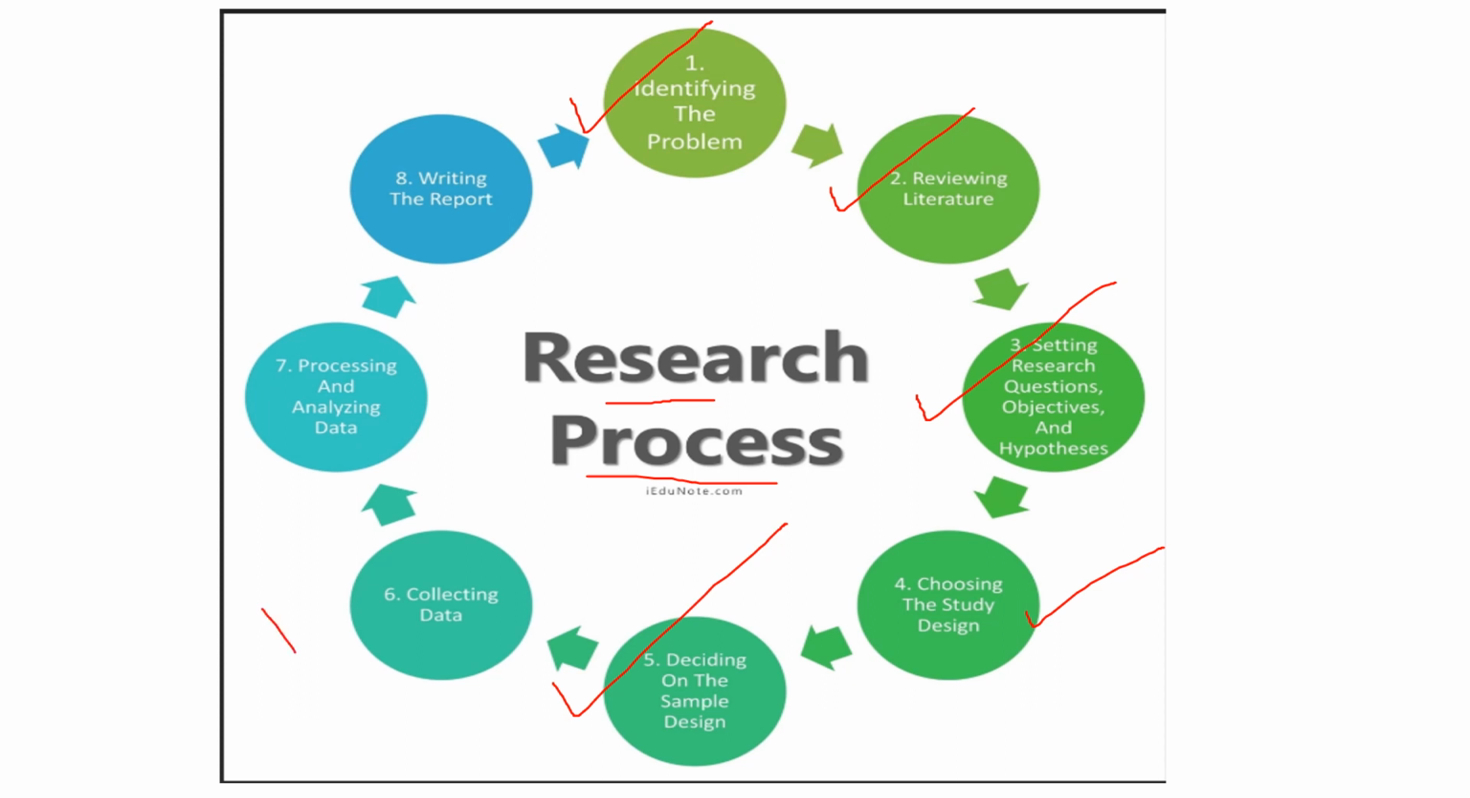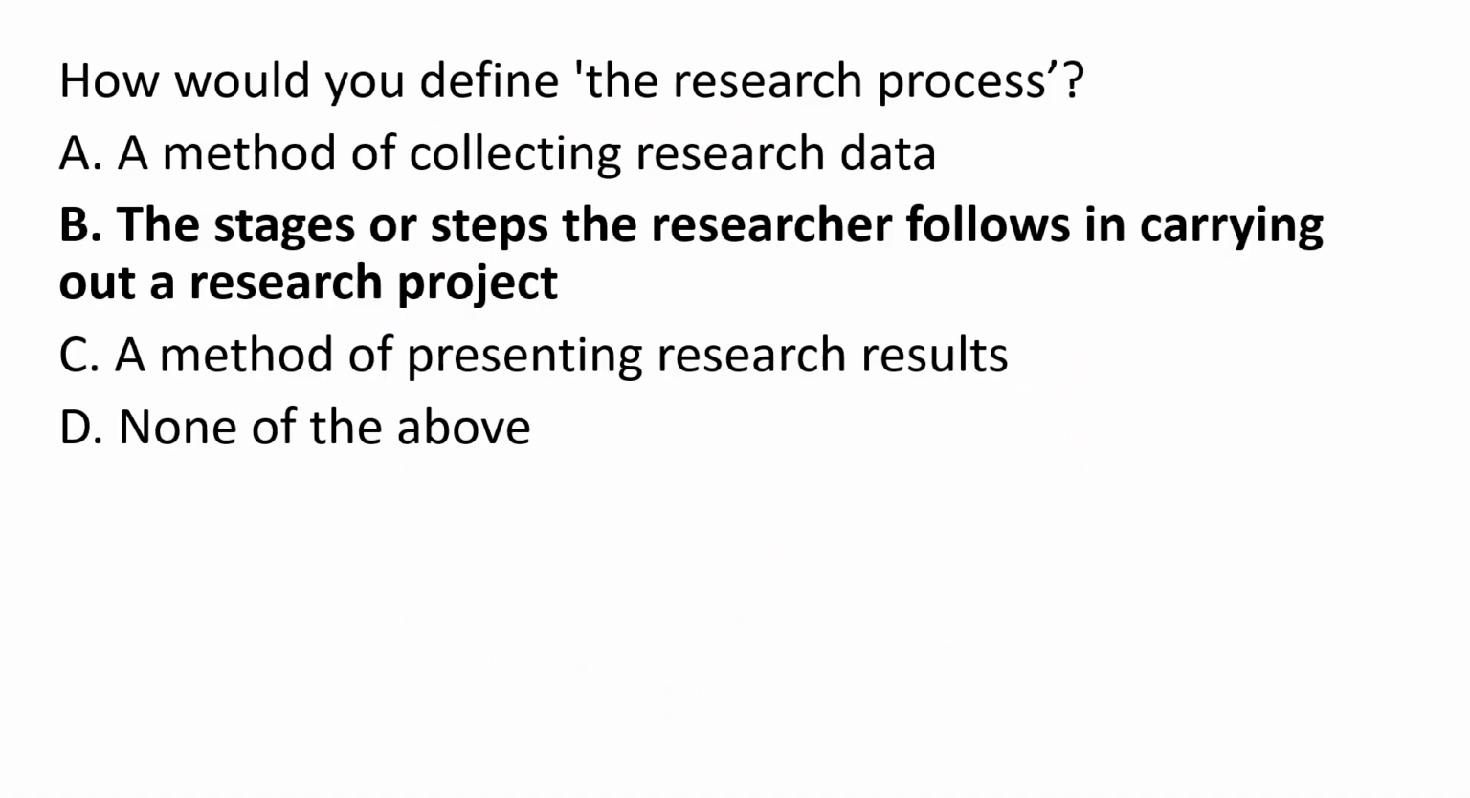Then comes collecting data. Here the researcher will collect the data, which might be primary or secondary data. Then is processing and analyzing the data. And the last one is writing the report. Once he analyzes the data, the last step is writing the report on the conclusion. So the answer for this question is option B, that is, the stages or steps the researcher follows in carrying out a research project.